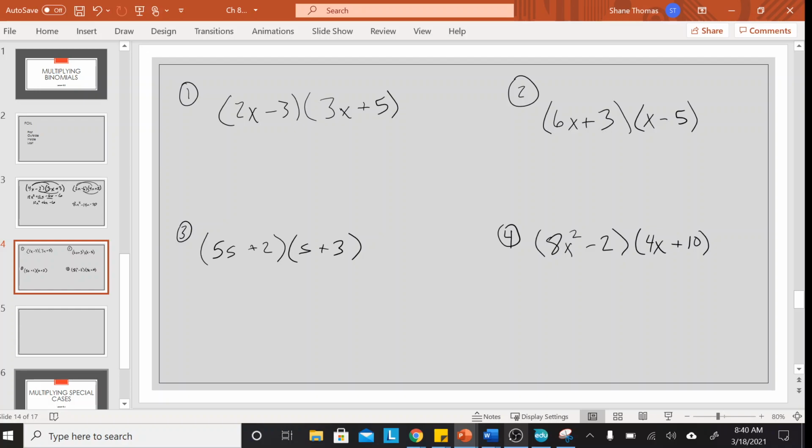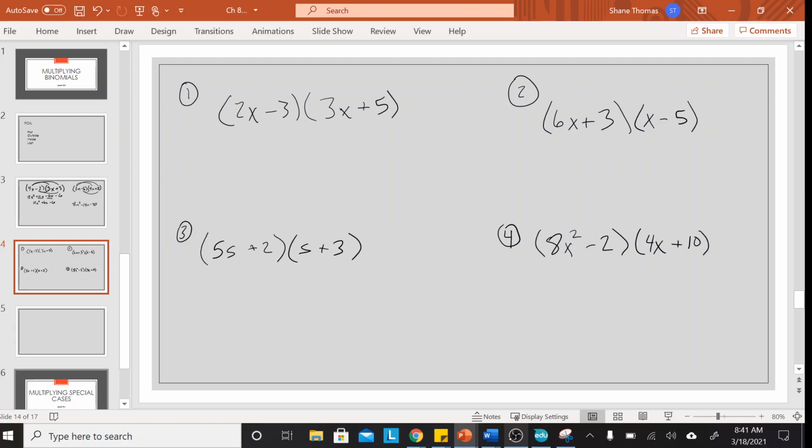Good. All right, now the last one's a little bit trickier because there is an x squared in the first set. So I multiply through. I have 8x squared times 4x, which is going to be, 8 times 4 is what? 32. 32.